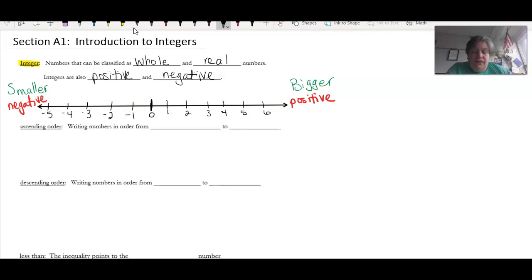Now for this section, there's going to be a couple things you have to do. The first thing we have to do is we have to do things in ascending order. Ascending order is when you write numbers in order from smallest to biggest. Now we're going to do an example here, and when I do the example, I'm going to show it with a number line because I think some people will need a number line. If you're good with integers, you may not need the number line. But if you're not sure how to do it, draw the number line. It only takes a little bit, but it's really helpful.